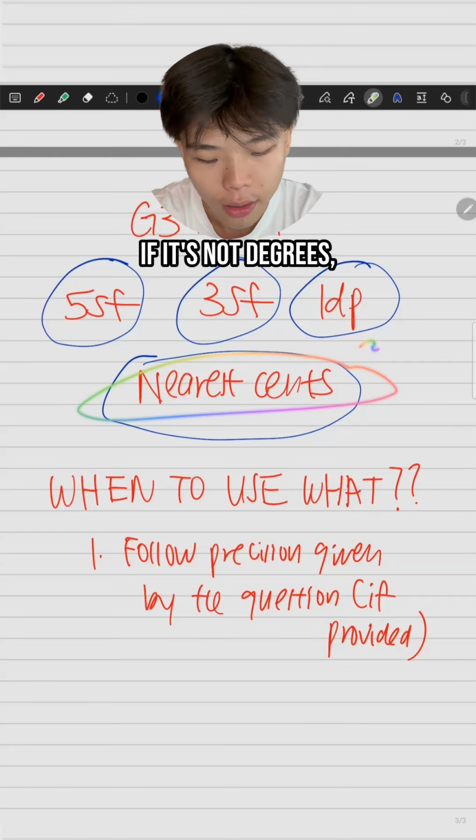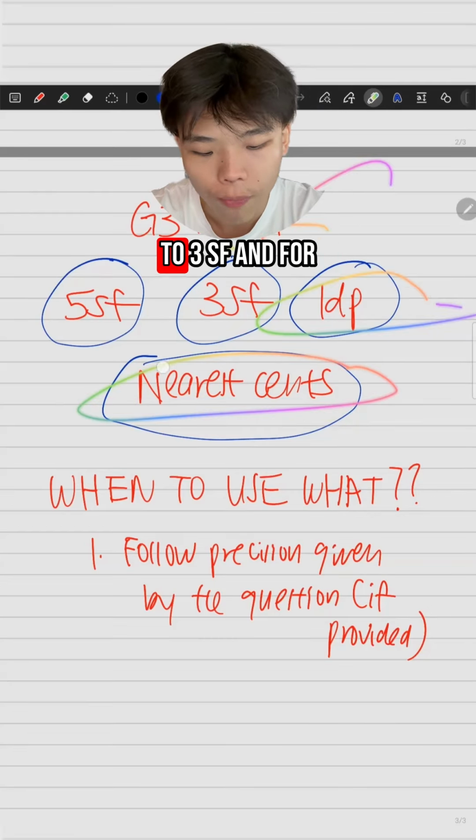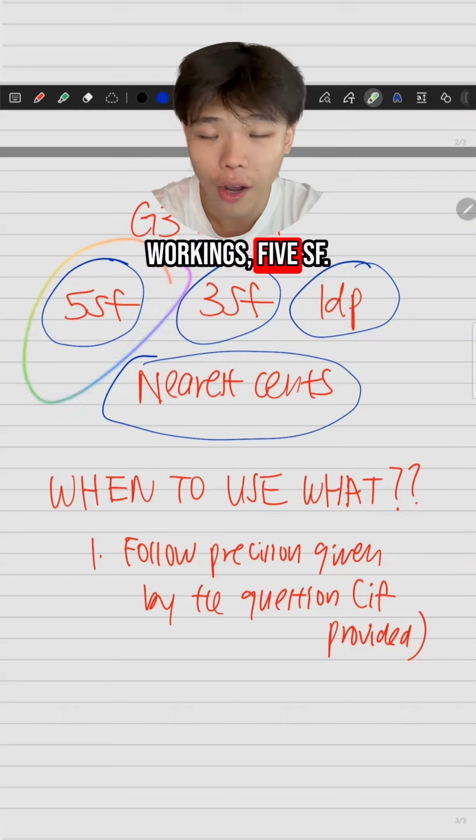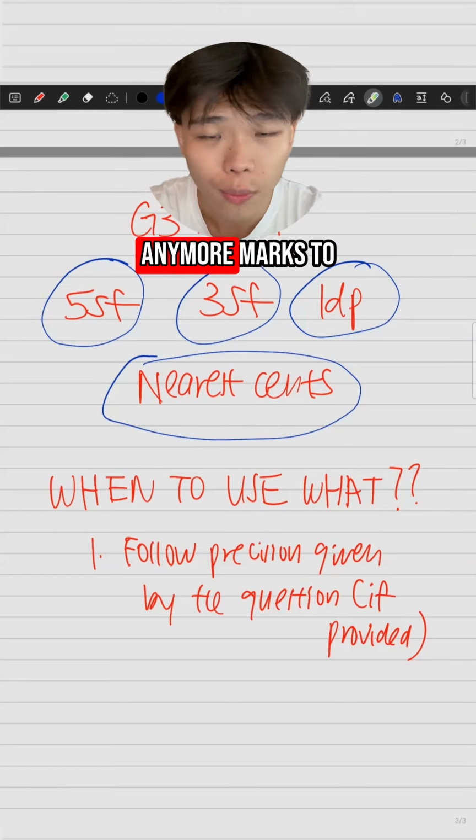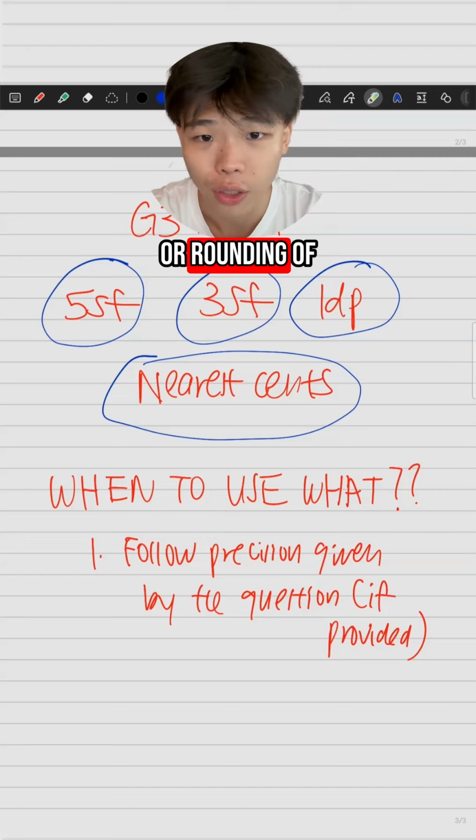If it's not money, if it's not degrees, always conform to 3SF. And for intermediate workings, 5SF. So this is really the general rule of thumb. If you follow this, you won't lose any more marks to precision errors or rounding off errors anymore.